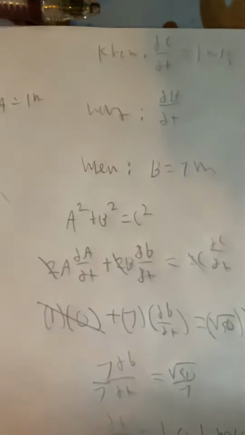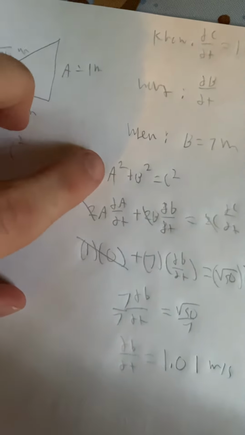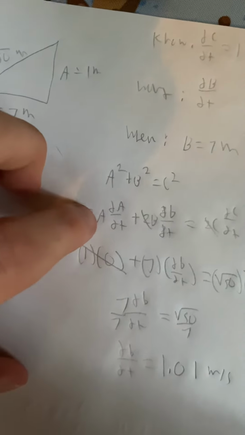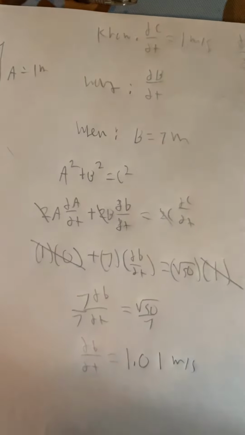We want dB/dt, so the rate at which B is getting closer and closer to the dock. And we want that when B is equal to 7 meters, hence B equals 7. So we use Pythagorean theorem. I write out the equation, and then we differentiate with respect to time for each one. So 2 drops down, A times that, it's implicit. Get the idea.